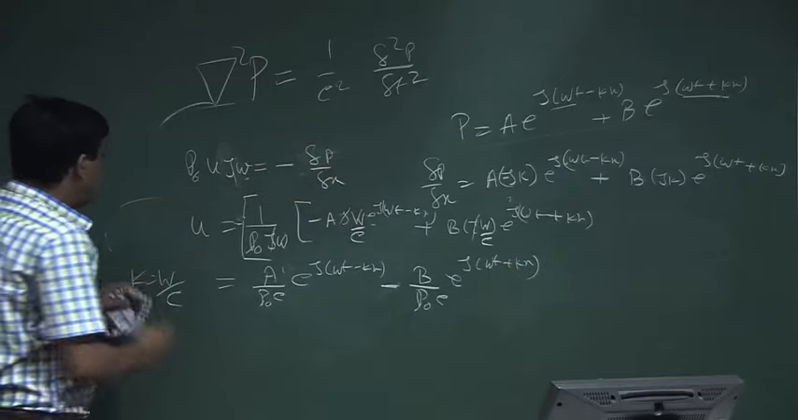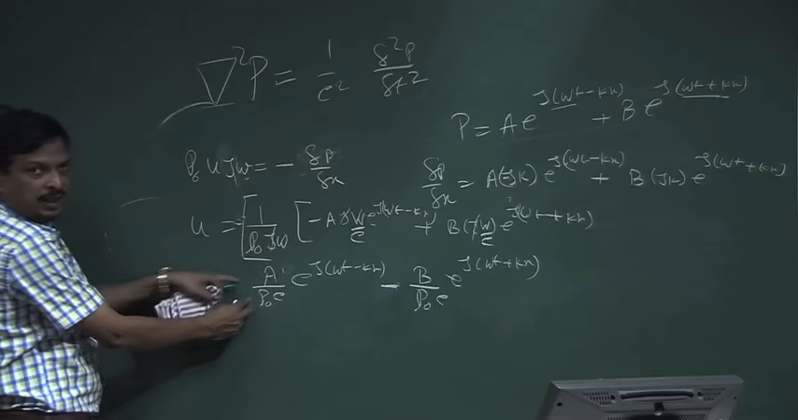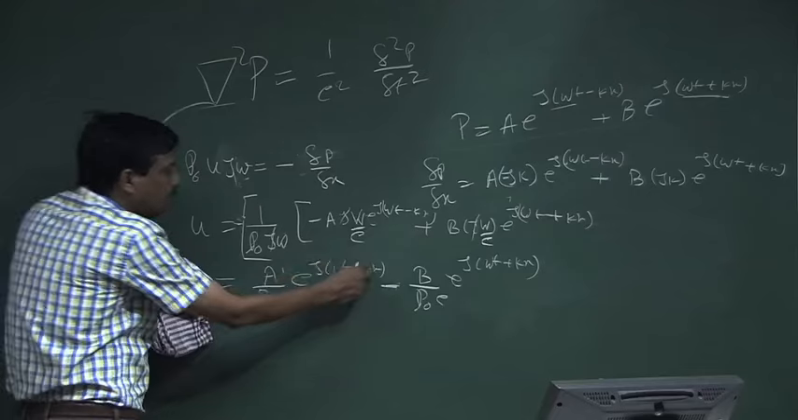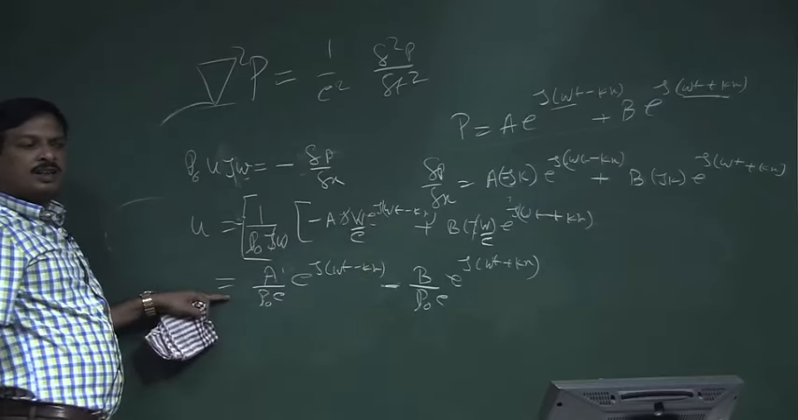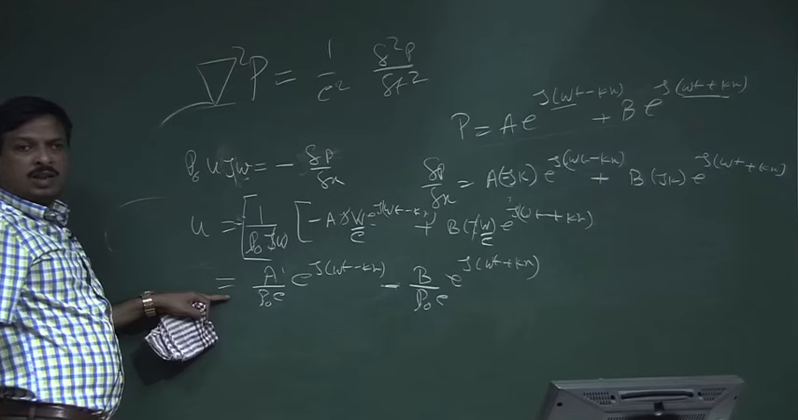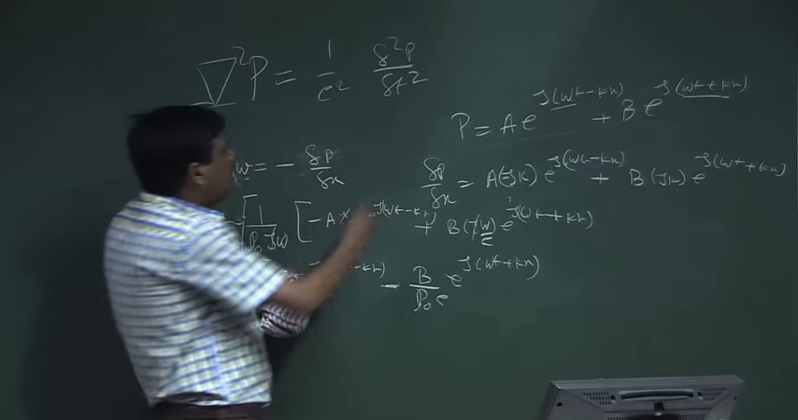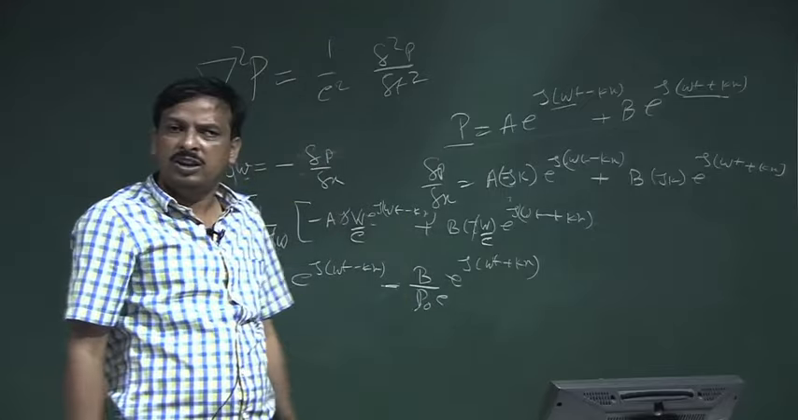Okay. So, that means u is nothing but 1 by rho c, if I take it out, times e to the power j omega t minus k x minus b e to the power j omega t plus k x. Okay. So, if I know the p, I know the u. So, this is the u.